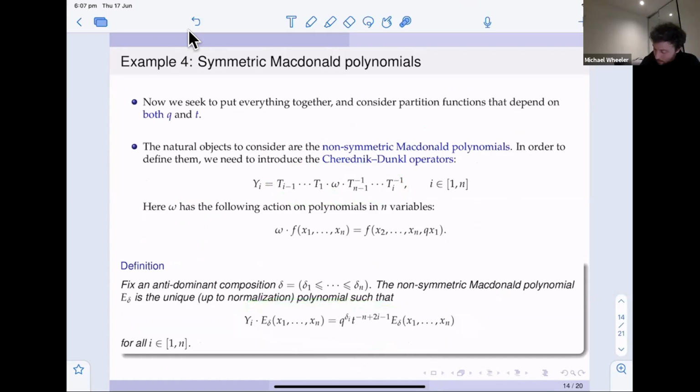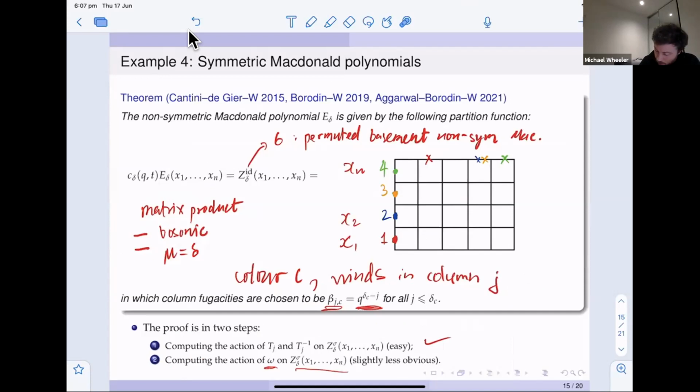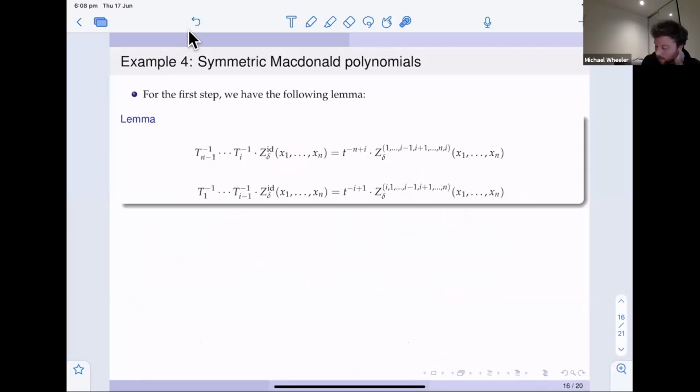Okay. So for the action of Tj and Tj inverse, this is actually pretty simple to do. We have these two statements here, which I've grouped into one lemma, which says if I act with this train of inverse Hecke generators on the partition function, then what does it do? Up to a power of t, it will send color I, which used to live here, all the way to the end.